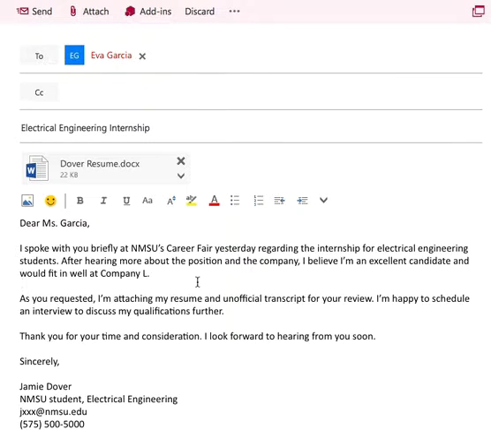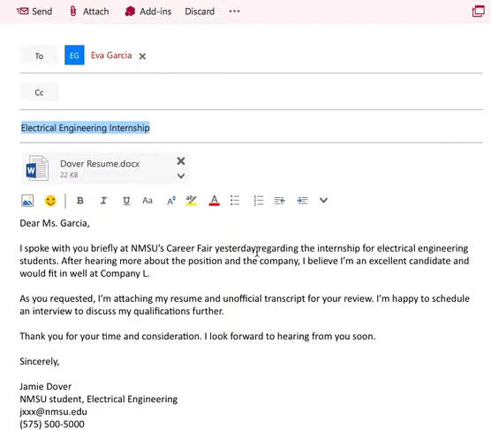In the next example, a college student is writing to an internship recruiter she met at a career fair in order to be considered for an internship. The subject line reflects this. She clearly states electrical engineering internship, which tells her reader the scope of the email. This is always a good idea to make sure that you're identifying the content of the email, so always have that subject line filled out.